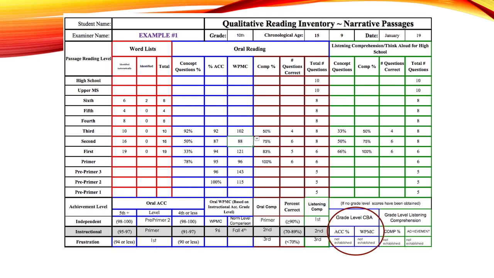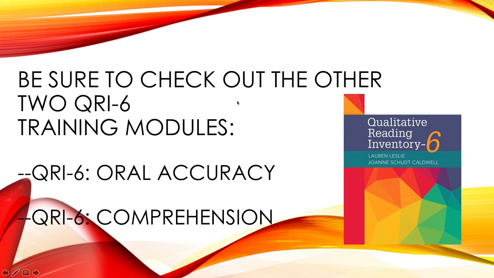So that actually is a completed QRI cover sheet. You've got your initial testing, which was the word lists to find where to start the passages. You have oral reading accuracy and fluency. We have our oral comprehension and our listening comprehension. So we have all of this information, which should give us a great place to look for where we need to start instruction with this student. That's all I have for this.